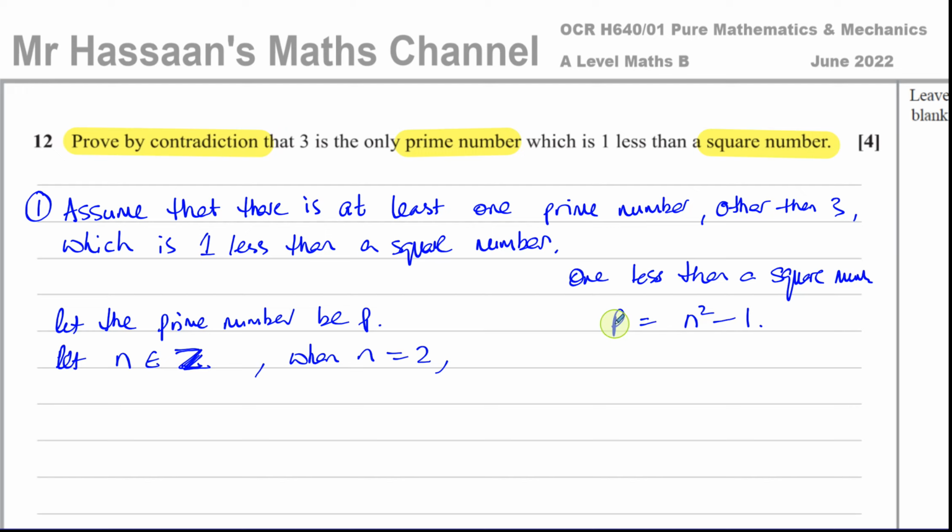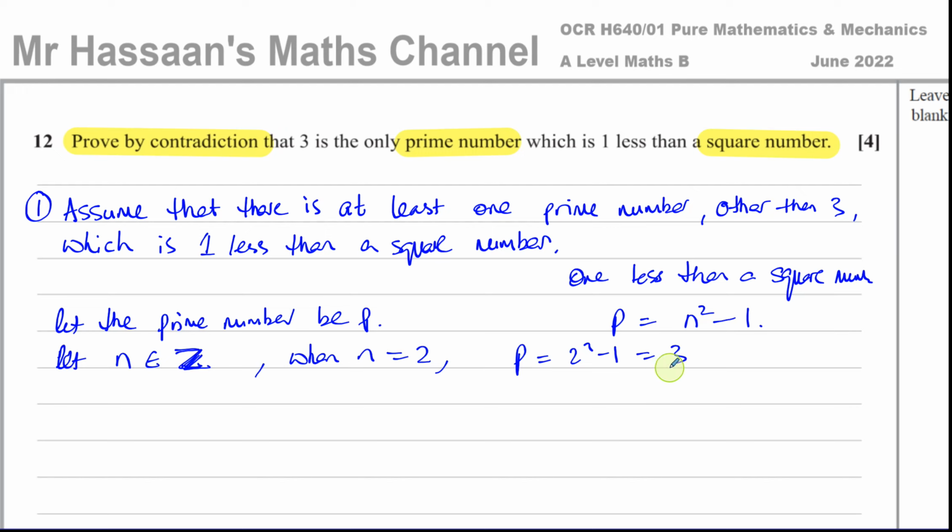Okay, so we're looking for a prime number apart from 3 where it's 1 less than a square number. And if n is an integer, then this will be 1 less than a square number. So let's take when n equals 2. When n equals 2, P is going to be equal to 2 squared minus 1, which is 3. So we've shown that 3 is 1 less than a square number and it's prime. That's the one that they've told us about, basically.